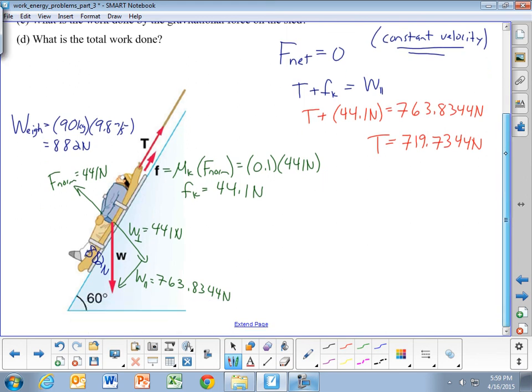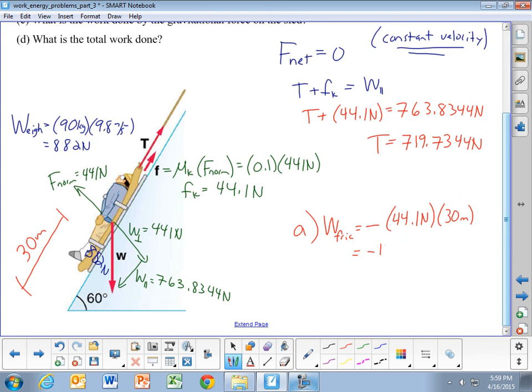Okay, so now we're looking at this person, and he's sliding 30 meters along the hill. So in part A, we're looking for the work done by friction. He's sliding down the hill. The force of friction is up the hill. So the work done by friction is going to be negative. It's going to be the force of friction, 44.1 newtons, times the distance that it moves, 30 meters. So this work done by friction is negative 1,323 joules.